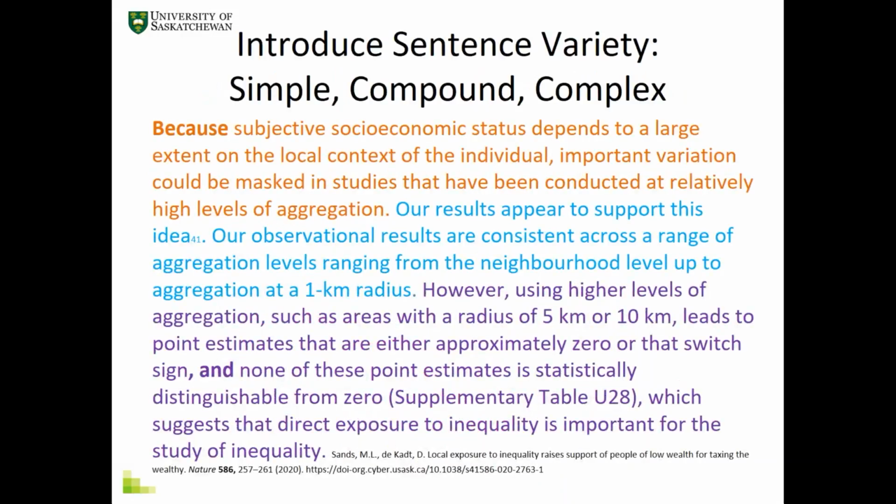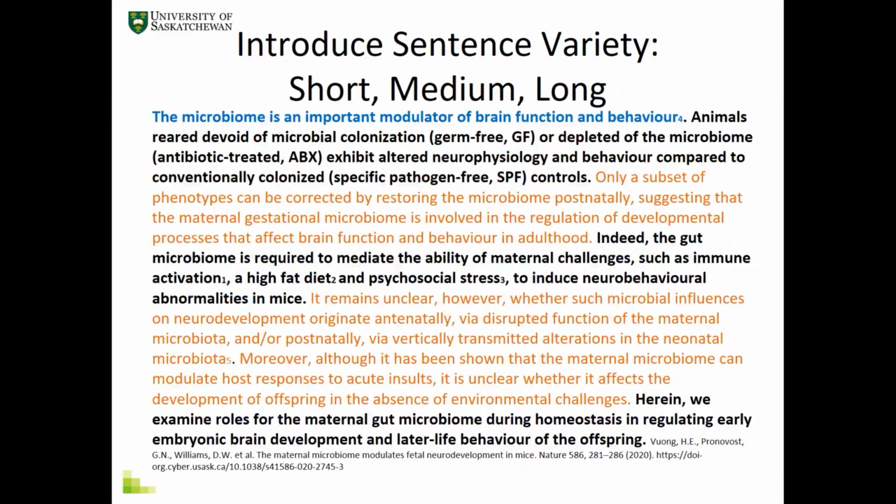Here are the three grammatical structures at work in a paper that was published last year in Nature. So the first sentence is a complex sentence starting with a subordinating conjunction. The next two are simple sentences. They're just subject, verb, object. And the final sentence uses the coordinating conjunction in two simple sentences. It's a compound sentence, so three types of sentence. And here are just short, medium, long.